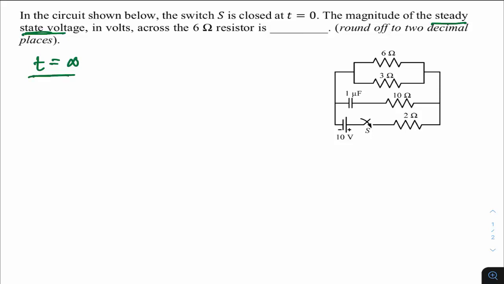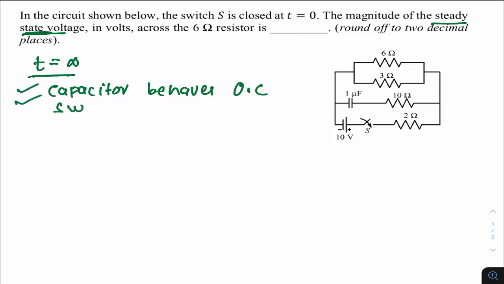Then what we do is, at t equals infinity, the capacitor behaves as what? Open circuit. Because inductors will be short circuit and capacitors will be open. In this case, you have only a capacitor, so this will be like an open circuit. And if you observe, the switch is getting closed at t equal to 0, so definitely at t equals infinity the switch is closed because no more switching is happening. So at t equals infinity, the capacitor behaves as an open circuit, and the switch is in closed state.